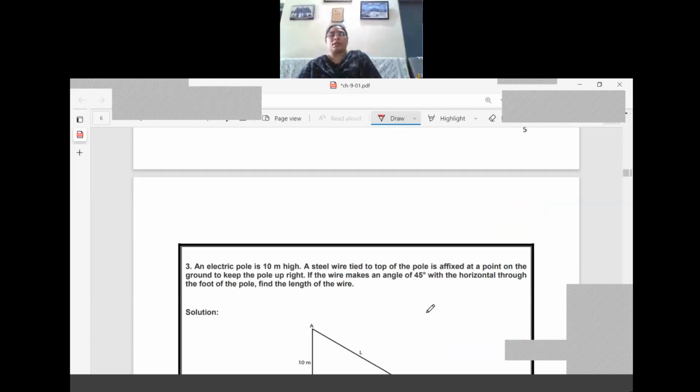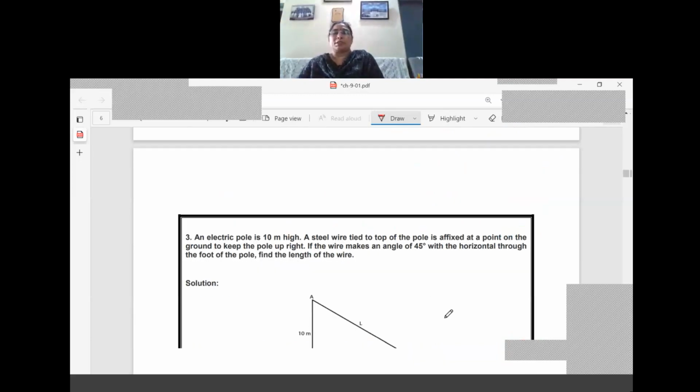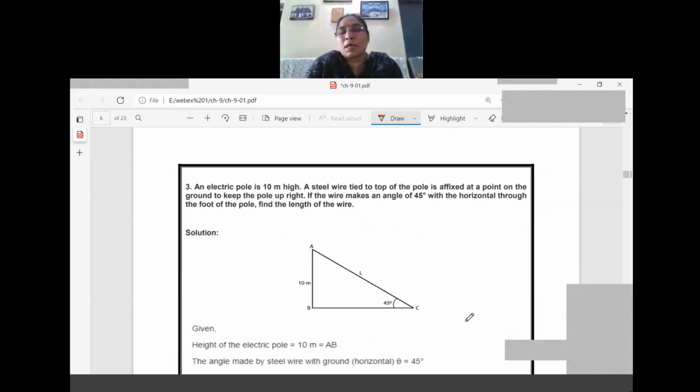Now the third question. An electric pole is 10-meter high. So which is the electric pole? AB is 10 meter, right? A steel wire is tied to the top of the pole. Once you decide the pole, then top and bottom, that is the foot. We can make it like this only. This is the pole for us, right?